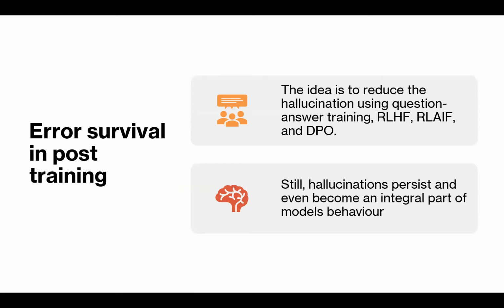The main issue here is the error surviving post-training. The idea is to reduce hallucination using question answering, RLHF, RLAIF, and DPO, but hallucination still persists and sometimes becomes an integral part of the model's own behavior. Why and how that happens is the question.